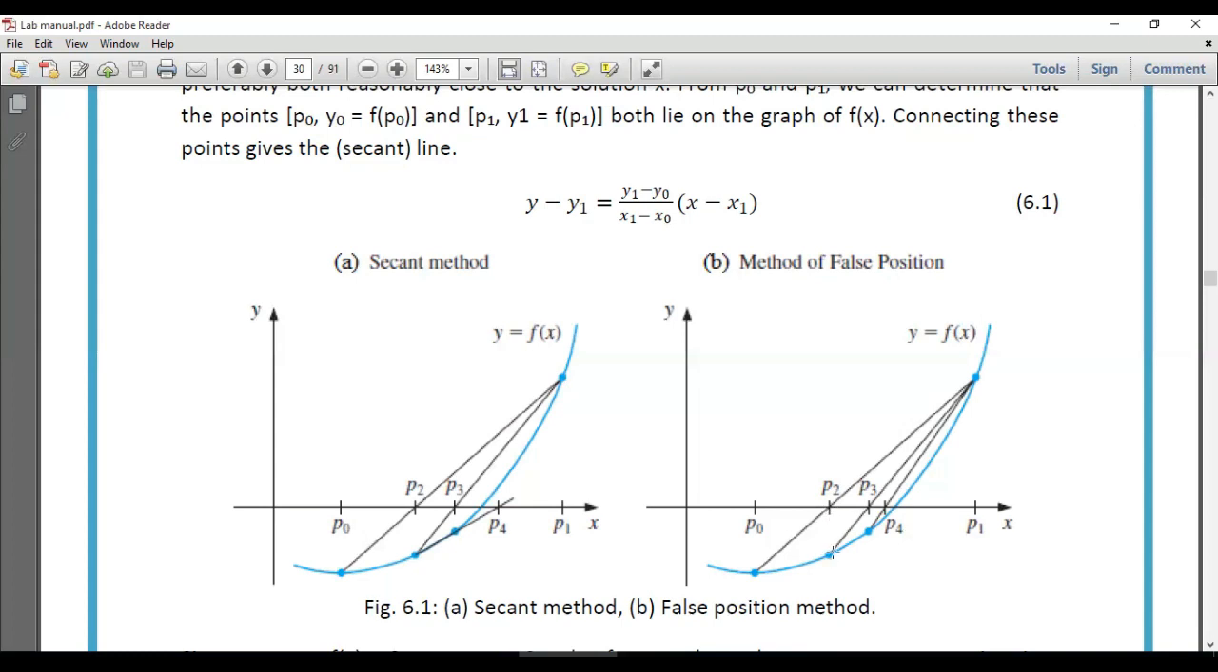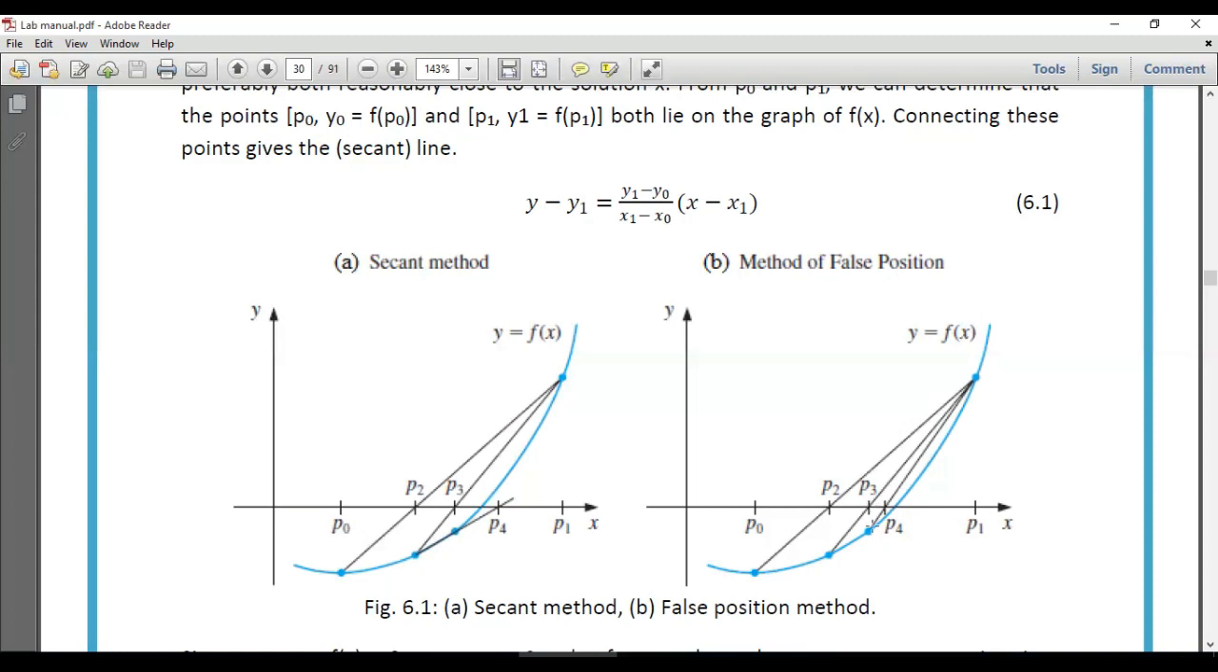Now our solution exists between P1 and P2, and it doesn't exist between P0 and P2, so P0 will be discarded, and we will consider P1 and P2. We will again draw the secant from this point up to this point. Now the secant crosses the x-axis at this point, and this point is P3. Our solution exists between P1 and P3, and it does not exist between P2 and P3. So we will discard P2 in this case, and our new points are P1 and P3.